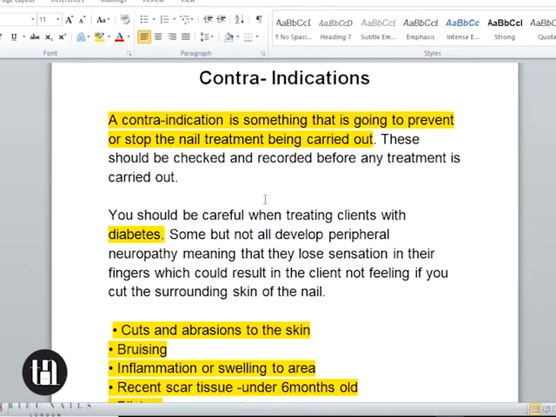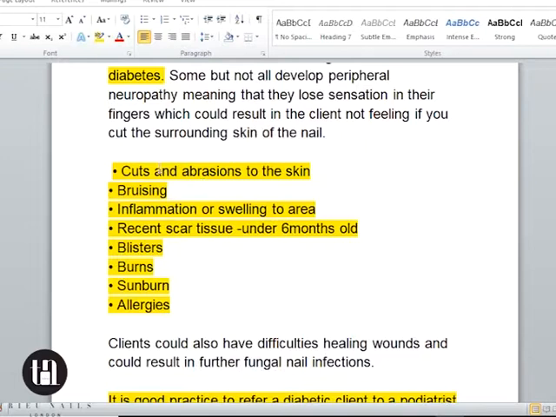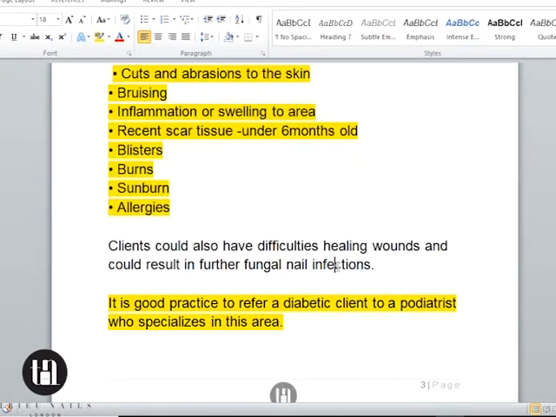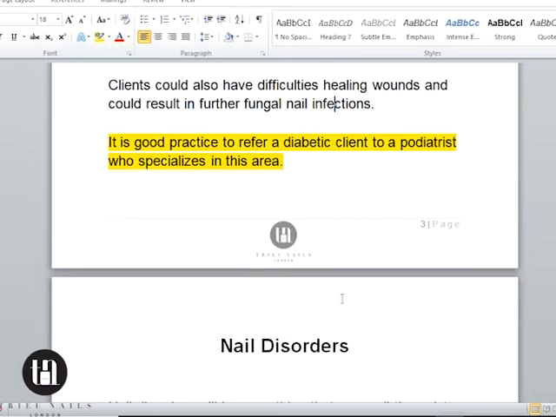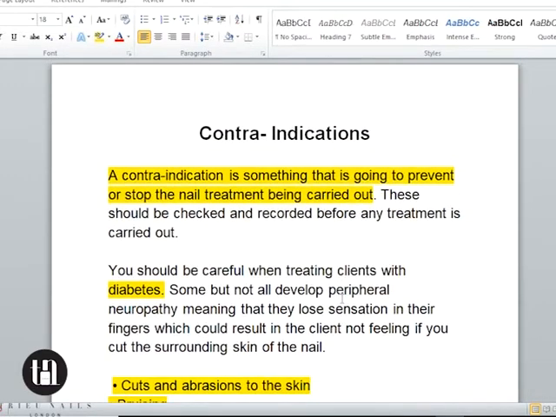When looking for contraindications, these are the following things you'll look for: cuts and abrasions to the skin, bruising, inflammation or swelling to the area, any recent scar tissue that's under 6 months, blisters, burns, sunburn, allergies. Where a client is diabetic, it's good practice to refer them to a podiatrist who specializes in this area. So that's contraindications done.